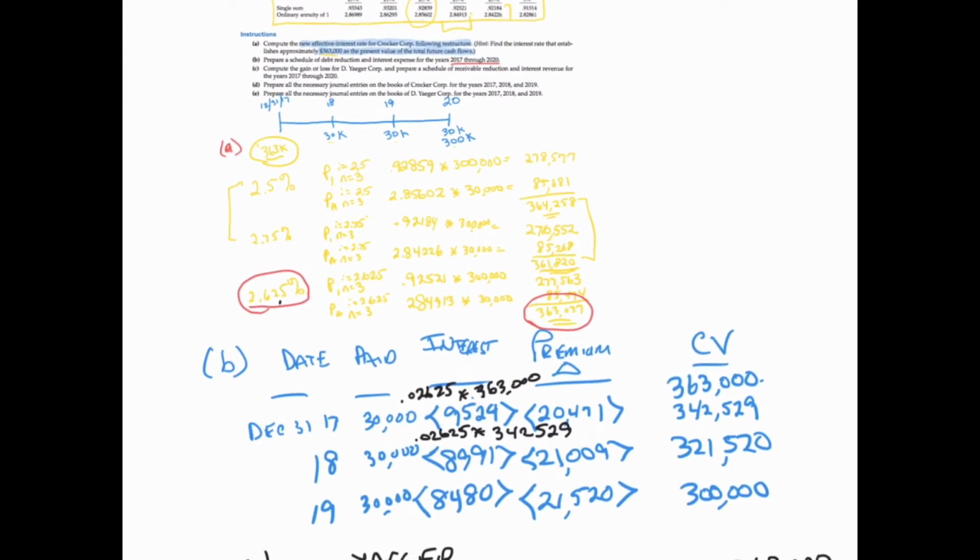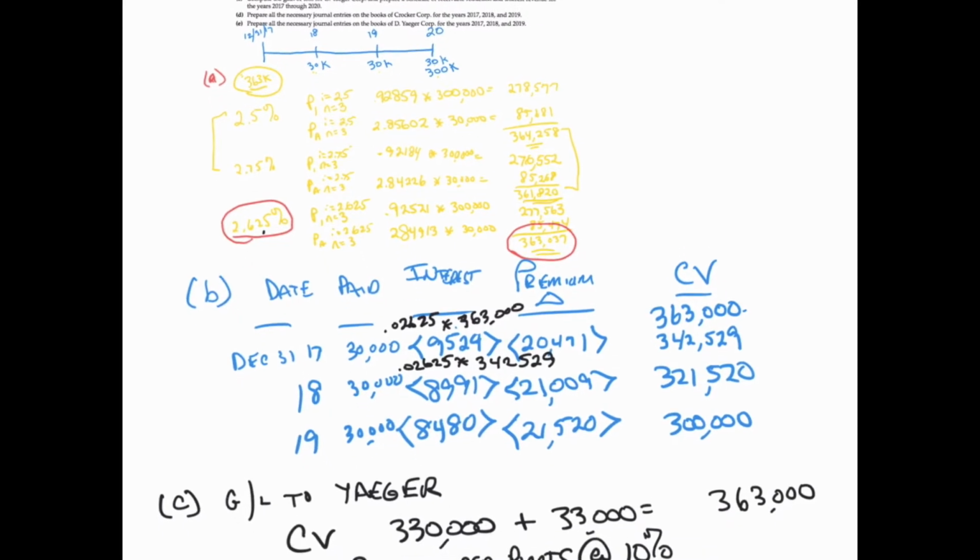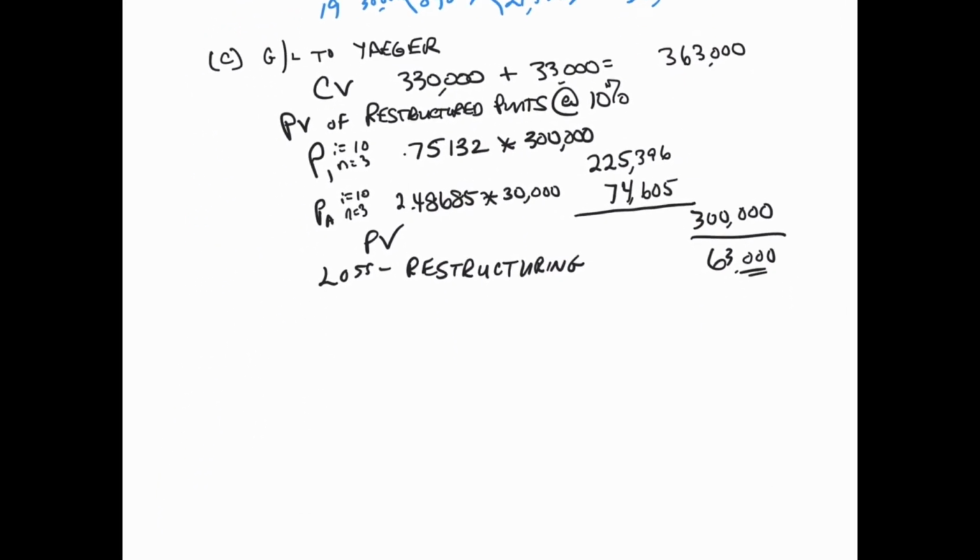D says prepare all the necessary journal entries on the books of Crocker. They're the borrower for 2017, 18, and 19. And in D, let's do D in blue, just for grins. In D, we're going to have, I forgot to do the interest payment schedule. The interest payment schedule in that last one, let me put that in there for you. This is still part of C. Interest payment schedule. This is from the lender's point of view.